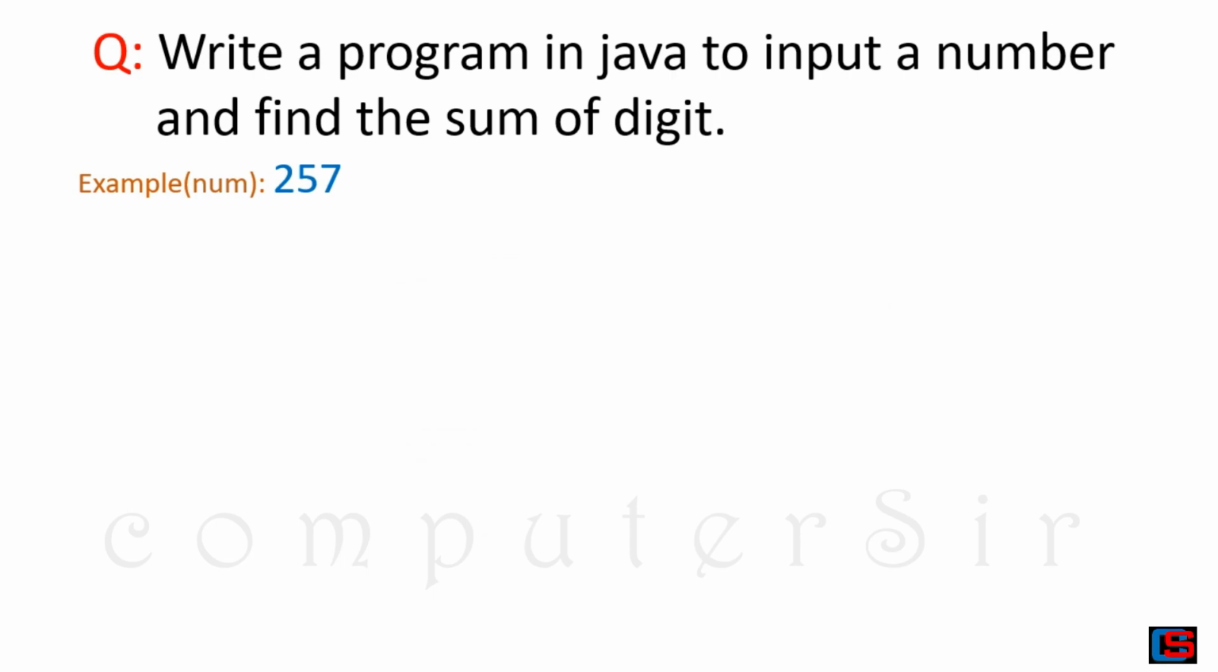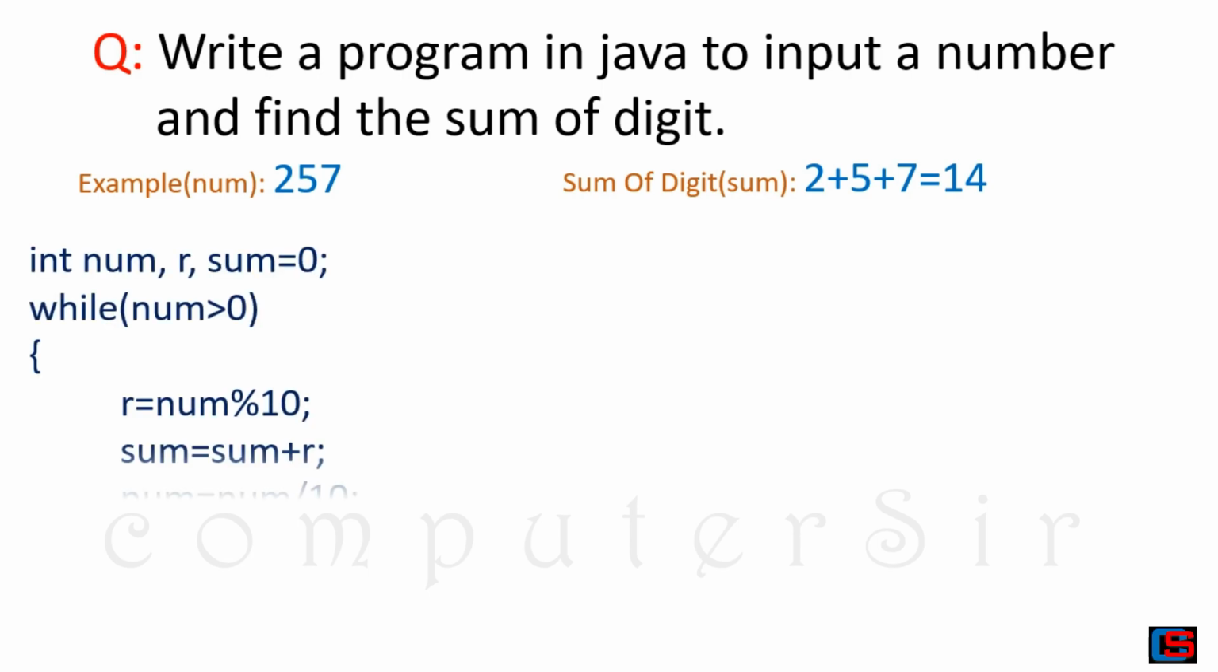It is 257. So we are going to add the individual digits of this inputted number. That is the sum of digits, like this: 2 plus 5 plus 7, and it becomes 14. So 14 is the answer for this question. Okay, let's see how we can solve this problem by using Java.